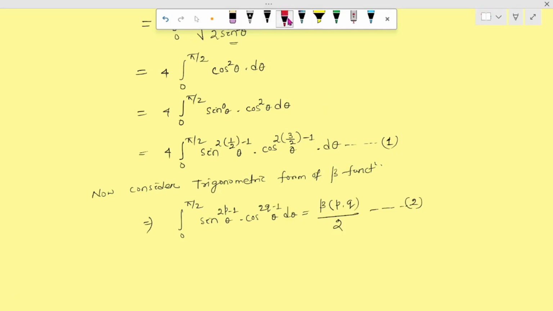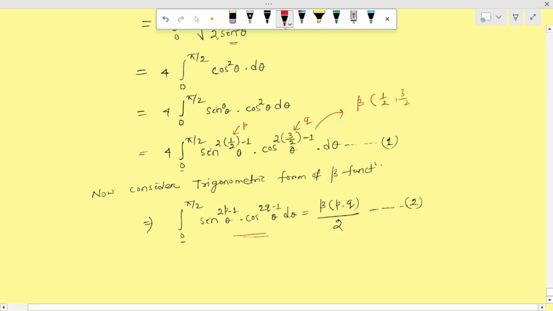What we can find here: 0 to pi by 2, 0 to pi by 2, the integration limits are the same. Here sin theta to the power 2p minus 1, here 2 into 1 by 2 minus 1, so this is nothing but your p. Here 2q minus 1, here 2 into 3 by 2, this is nothing but your q. If this integral value is beta p, q by 2, then this integral value will be how much? Beta 1 by 2, 3 by 2 by 2. Same thing I am going to write over here.